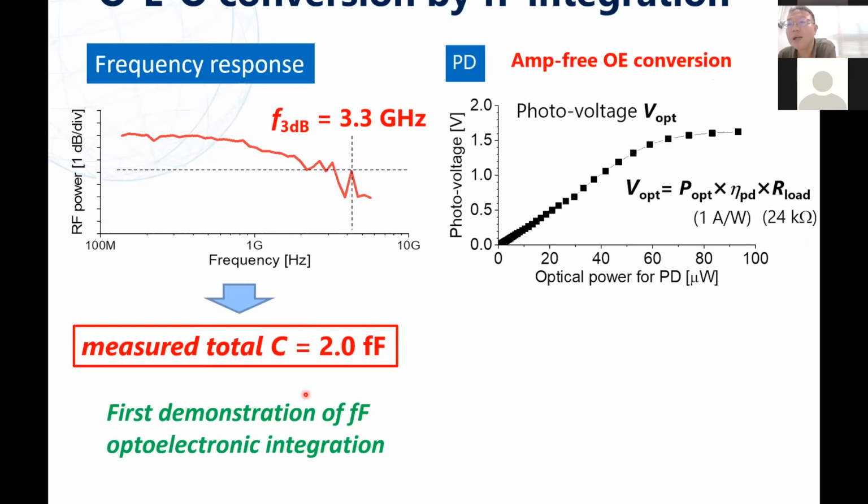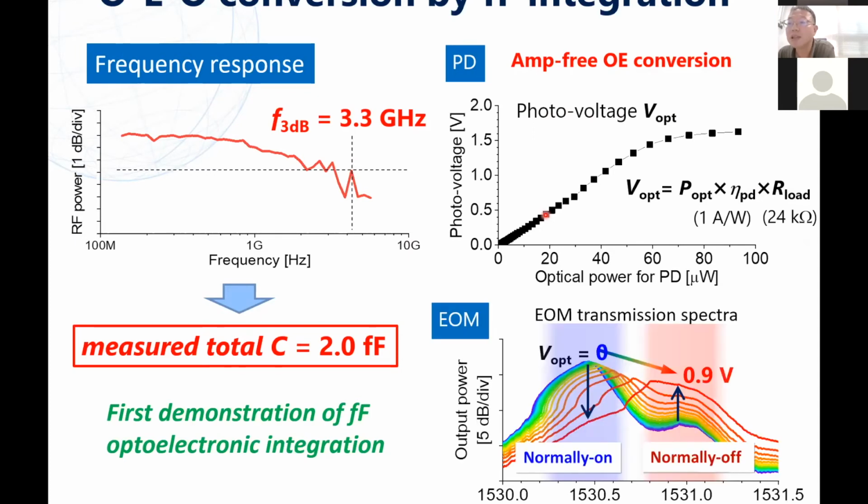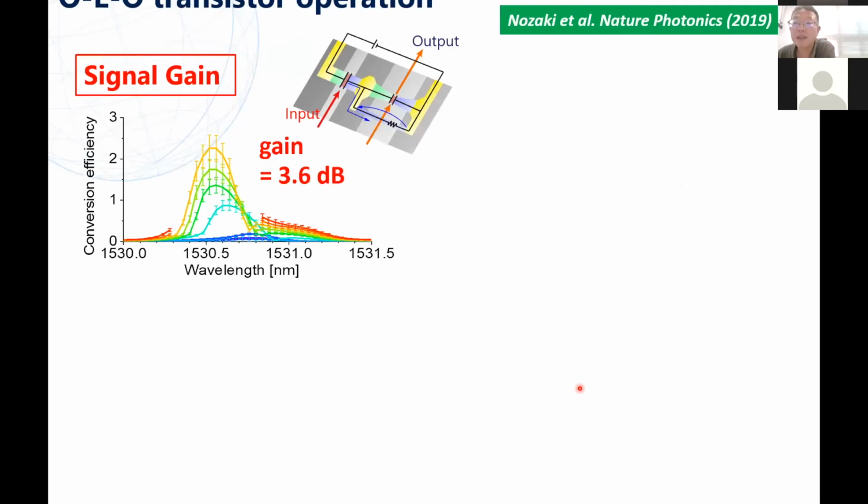And this shows a PD response without electric amplifiers. So it can generate a large amount of voltage, and this voltage can drive the next EO modulator. So this shows the EO modulator response. So this can function as an optical transistor. And importantly, this OEO device shows a signal gain, shown here.